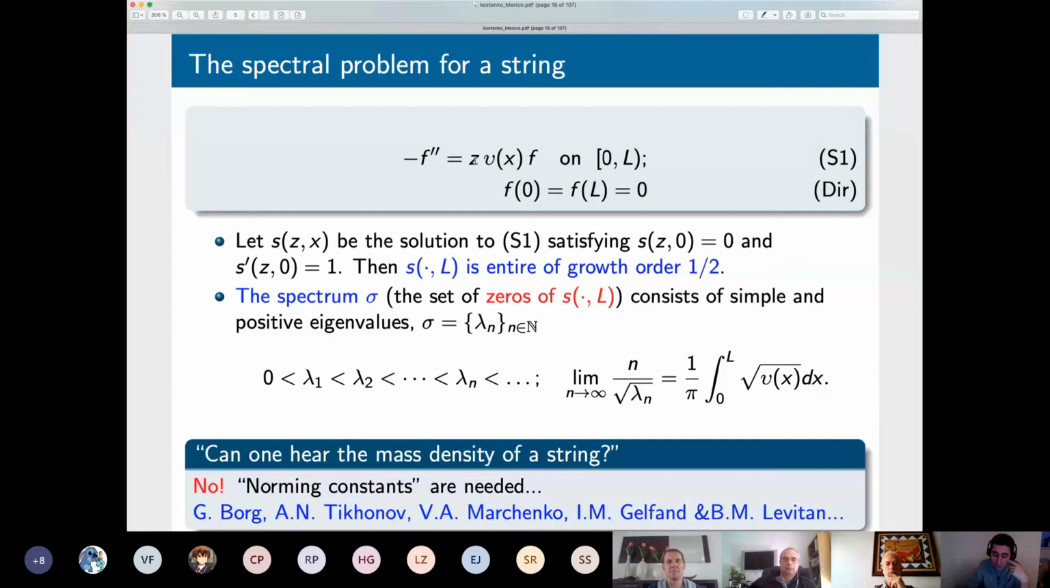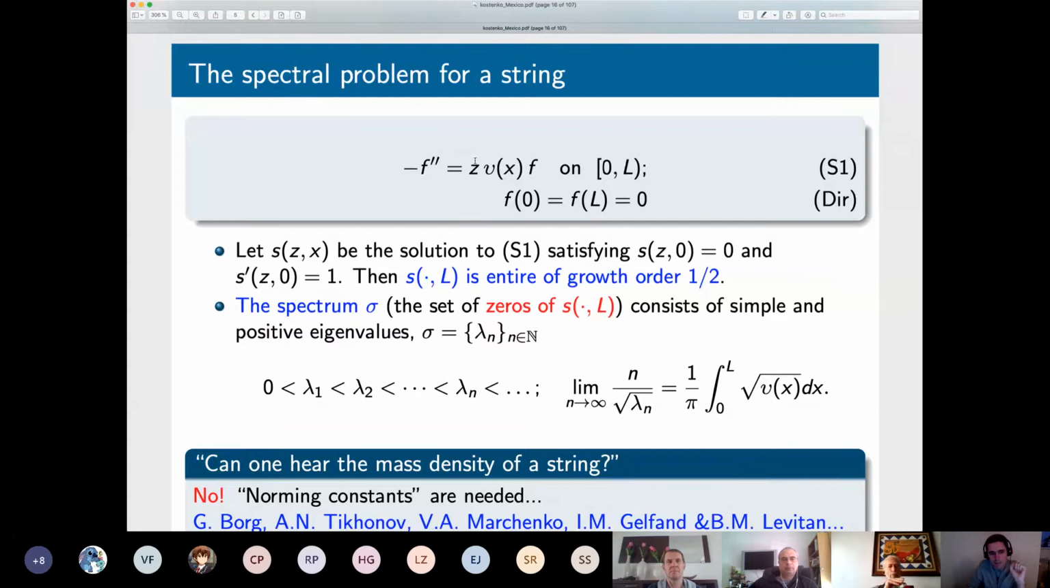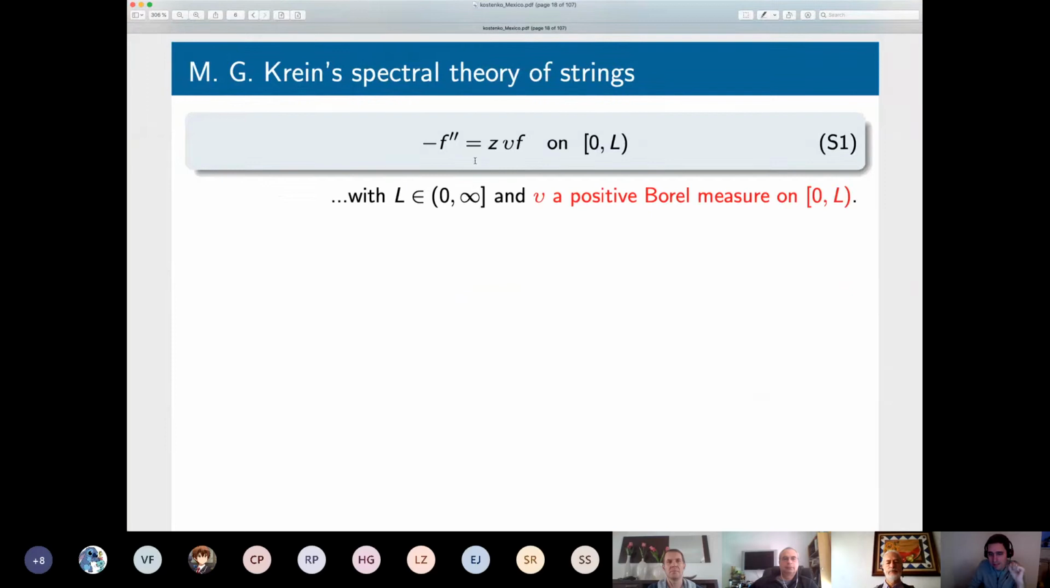And the idea of Krein was, first of all, if you want to solve the spectral problem for this class of spectral problems, you need to enlarge the class of problems. So one of the main ideas of Mark Krein was to consider the class of problems where V is allowed to be a positive Borel measure on (0, L). Of course, if you write down this second order ODE and say that V is a measure, the first question is how to understand this equation.